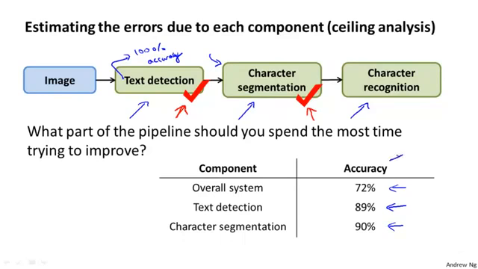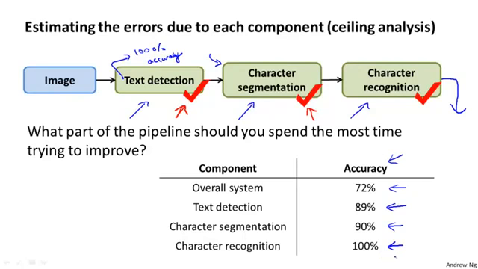Right, so as always, the accuracy is the accuracy of the overall system. So it's whatever the final output of the character recognition system is, whatever the final output of the overall pipeline is, we're going to measure the accuracy of that. And then finally, I'm going to go to the character recognition system and give that the correct labels as well. And if I do that too, then no surprise, I should get 100% accuracy.